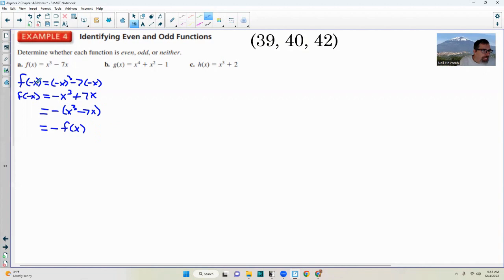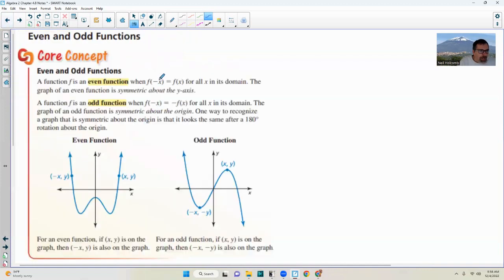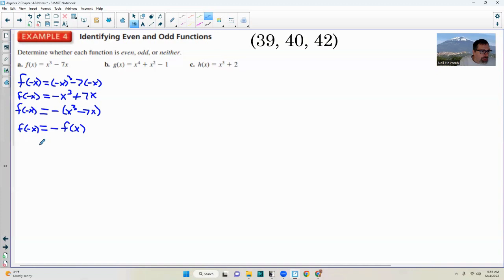So if f of negative x equals, I should bring these down, these never change. So if f of negative x equals negative f of x, I'll go back. If f of negative x equals negative f of x, it is an odd function. Continuing, so this is odd.